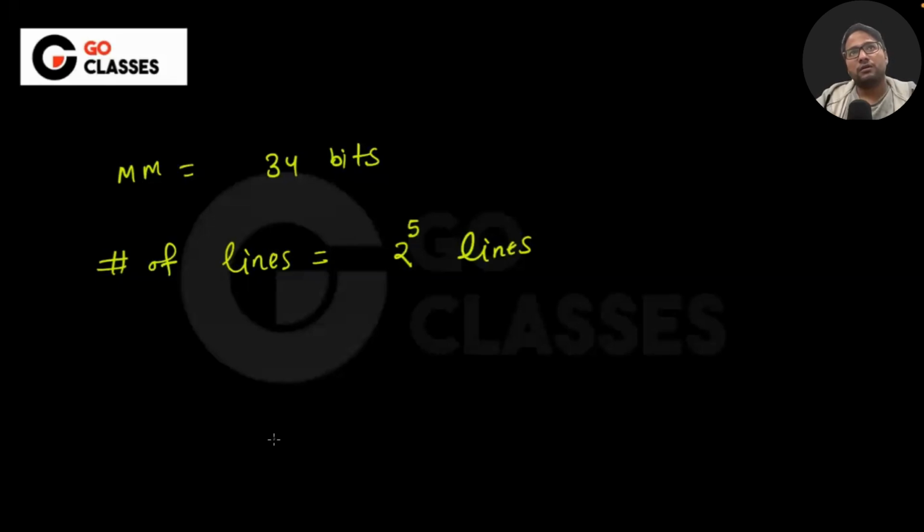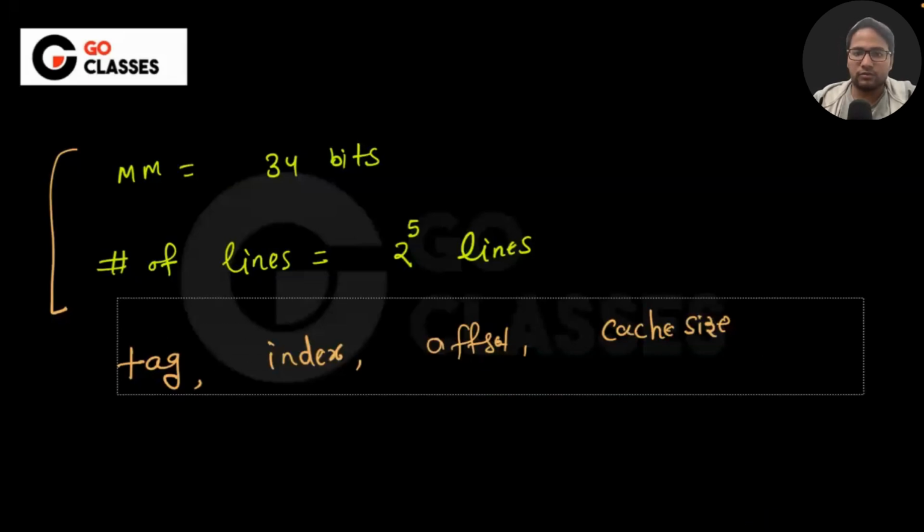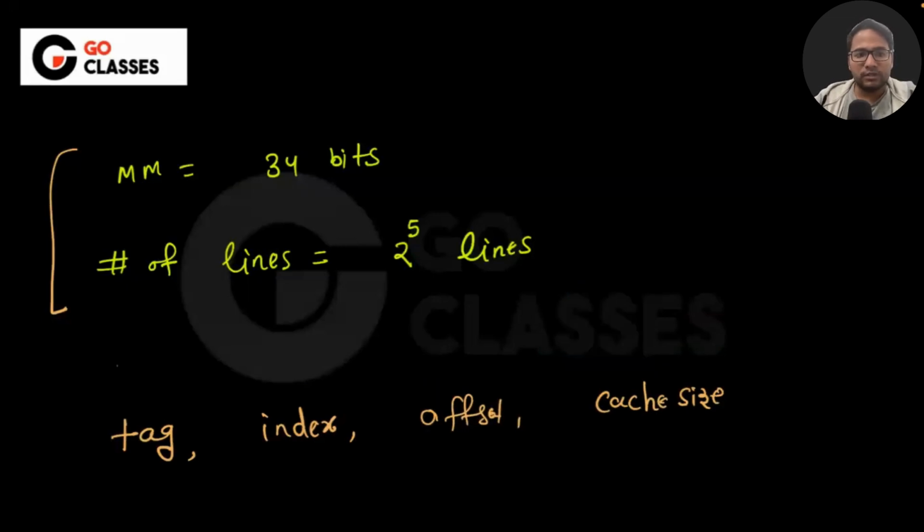Okay, from this information, can you tell me, is it possible to tell me the tag, or is it possible to tell me the index? Which of this is possible? Or maybe the byte offset or the cache size? Which of this is possible from this particular information? Let me write the question also so that you can refer later on. So which of this is possible to find out?